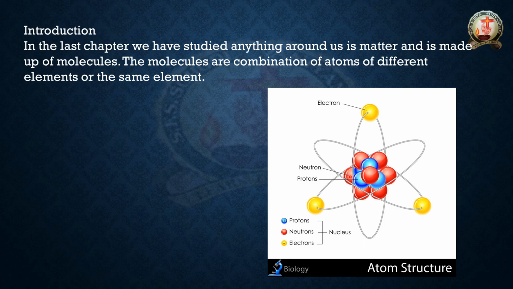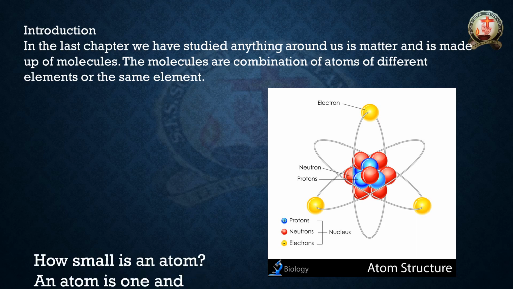The atom consists of three subatomic particles. The first one is a proton, the second one is a neutron, the third one is an electron. So the nucleus contains protons and neutrons. Around the nucleus we have electrons.